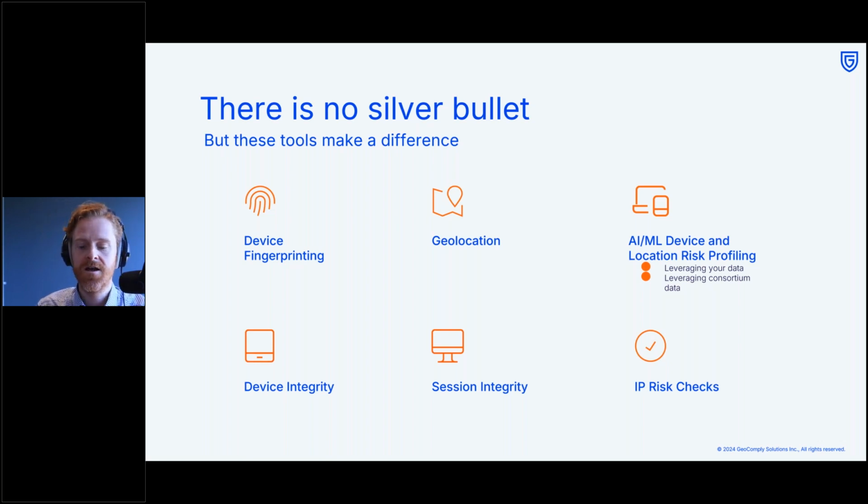And all of a sudden, what seemed to be innocuous to one specific business becomes data from all the businesses that they can leverage and start making more sense of what's happening on that device. At the bottom, you can see device integrity.